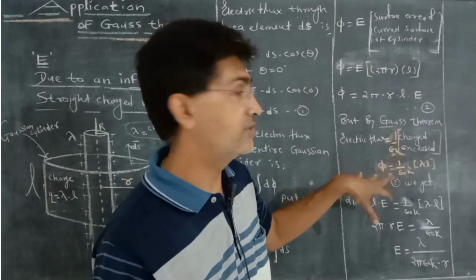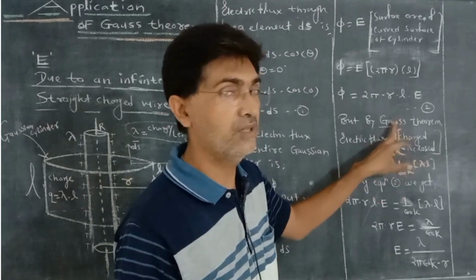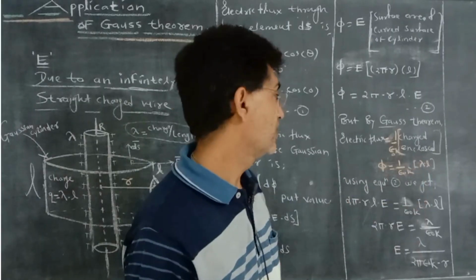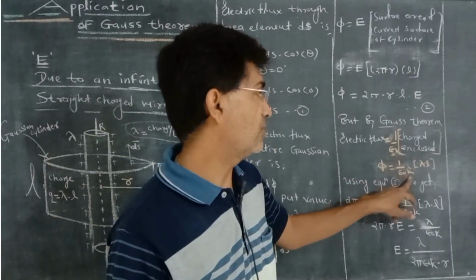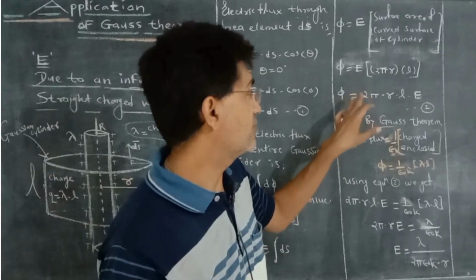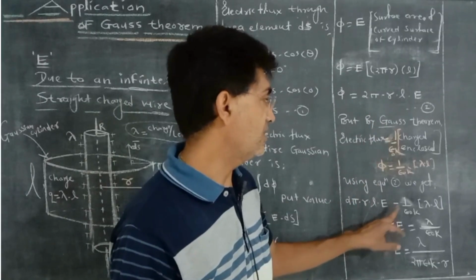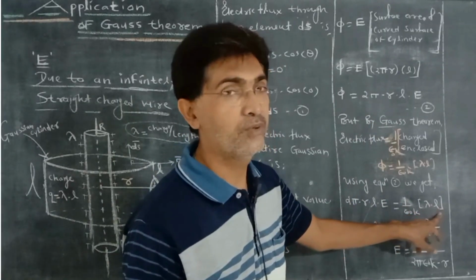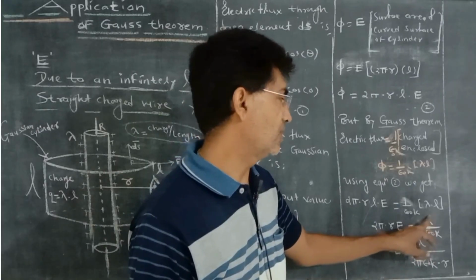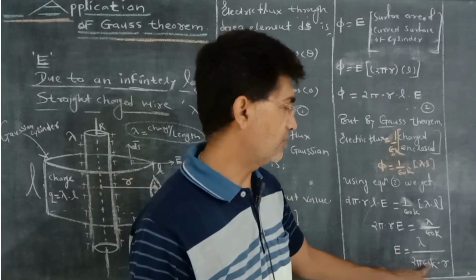Now we apply the Gauss theorem. Gauss theorem says that the electric flux over the entire surface is 1 upon epsilon naught k times the charge enclosed by that surface. So phi is equal to 1 upon epsilon naught k lambda into L, where lambda L is the charge enclosed. So using equation number 2 we get 2 pi r L E is equal to 1 upon epsilon naught k lambda into L. So L and L cancel. So 2 pi r E is equal to lambda upon epsilon naught k. As a result, E will be lambda upon 2 pi epsilon naught k r.